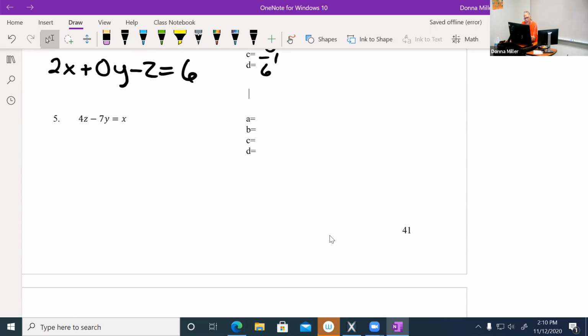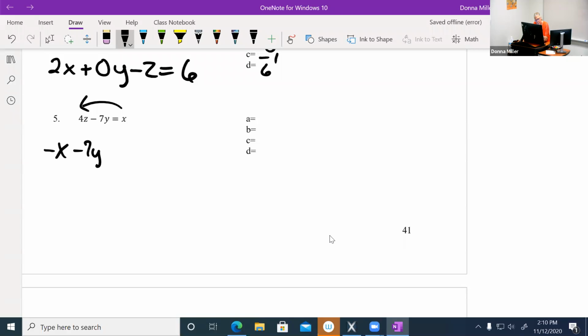So if I move the x to the left, let's just do it that way, it becomes a -x. And then I'll put -7y + 4z. If I move the x, there's nothing left on the answer, so it becomes a 0, right? So the coefficients for the matrix would be -1, -7, 4, and 0, all right?